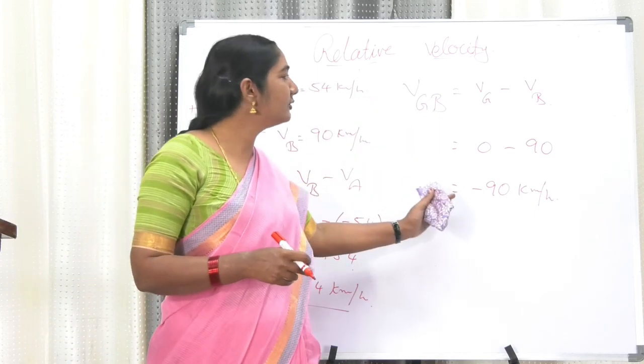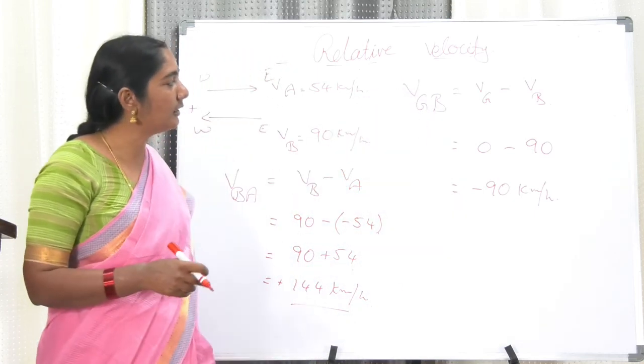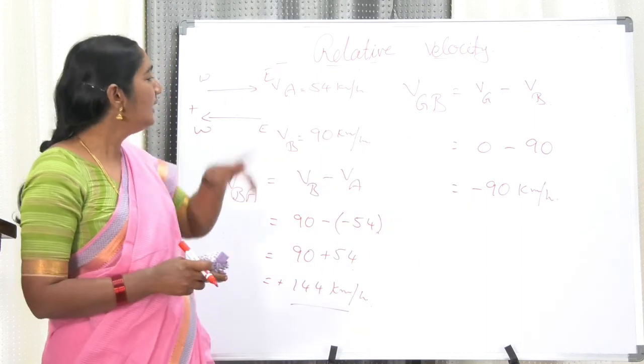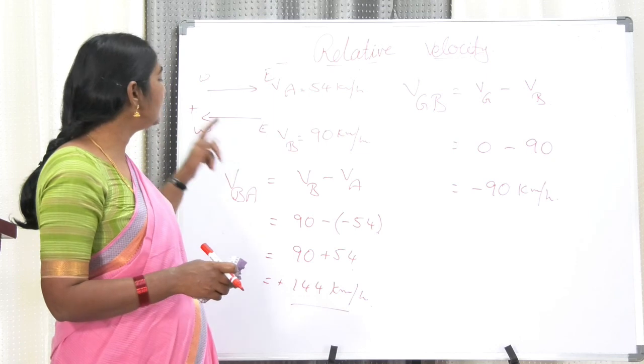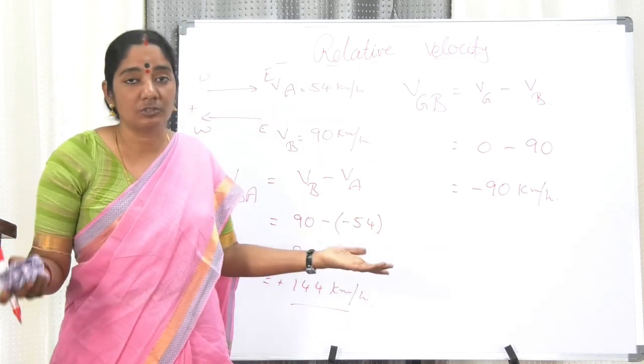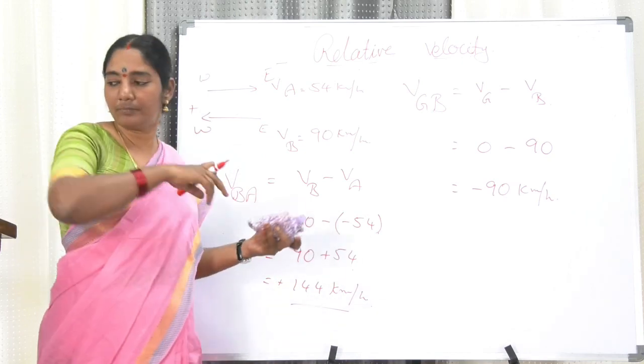So this is a nice question. Velocity of ground with respect to B is minus 90 kilometers per hour. In our case, we have taken west as positive and east as negative. We can take vice versa also. So I think now this problem is clear.